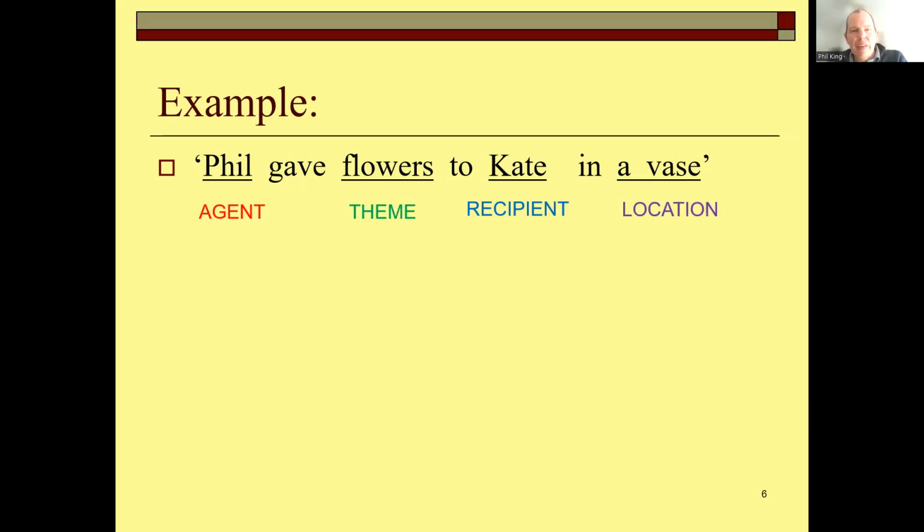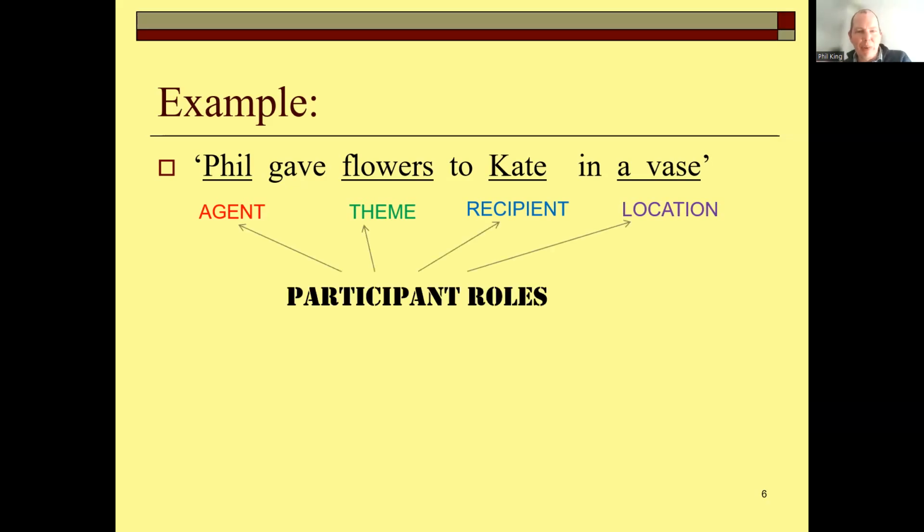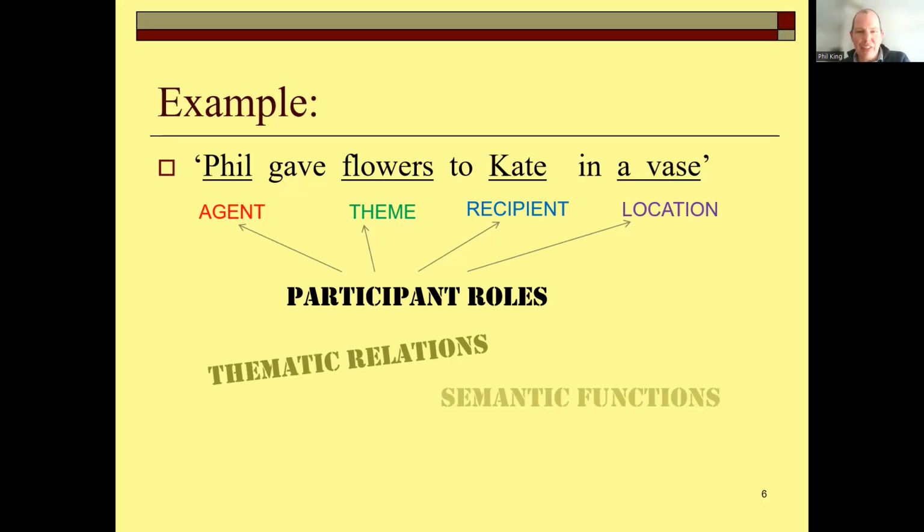Now, the name for these kinds of semantic descriptions depends on what grammatical framework you're using. We're going to call them participant roles in this video. However, there are lots of other names you might come across when you hear linguists trying to explain this phenomenon, or when you're looking on the internet to find out more about them. You might hear people talk about things like thematic relations, semantic functions, semantic roles, or even theta roles. But we've chosen to use participant roles.